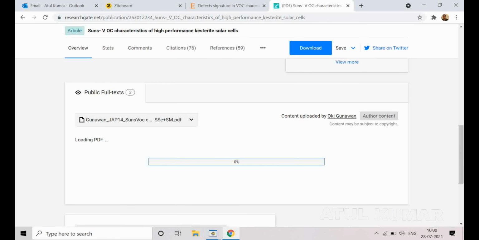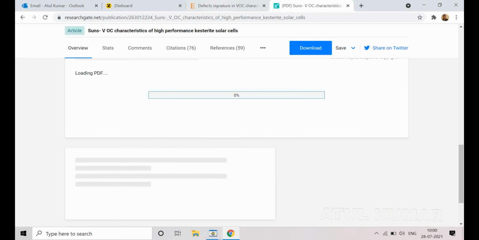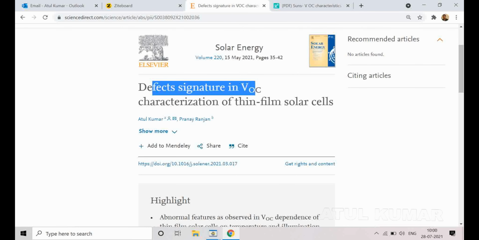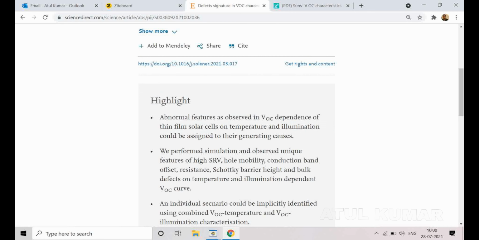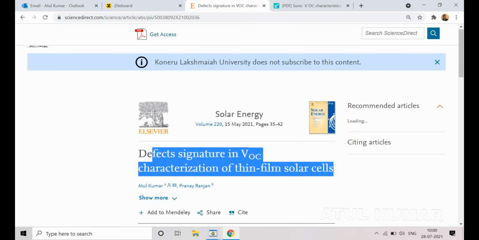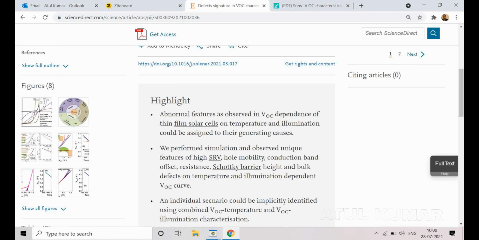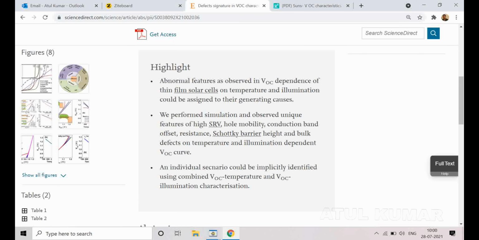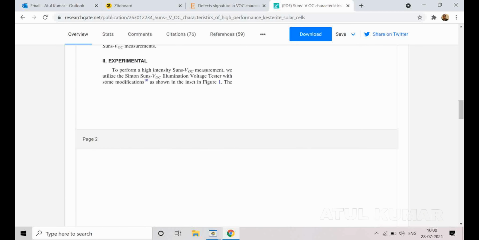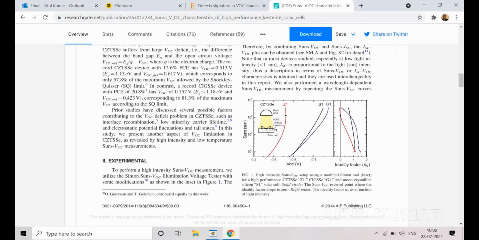If I show you some papers regarding it, you can see these Sun-VOC characteristics for high performance kesterite solar cells. Here they have given all those data, like how a particular defect signature is being shown. And again here, this paper, defect signature of VOC characterization on thin film solar cells. So what I will do is show you the images out of this paper. That will give you more, see all those different types of IV curve behaviors. You can see VOC becomes saturated after some illumination intensity. So this is signifying one particular recombination mechanism.